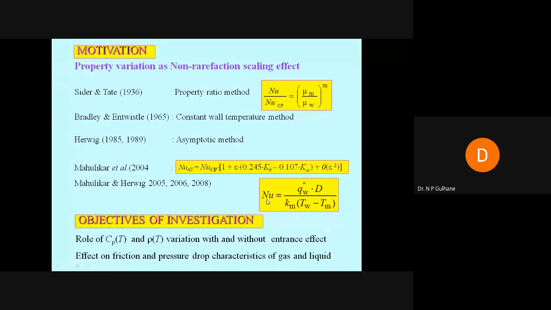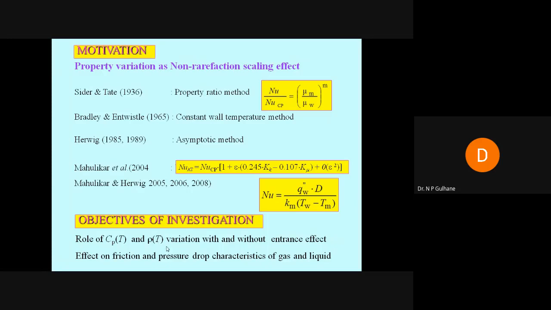So this way, the Nusselt number goes on increasing if this T_W minus T_M goes on decreasing. If this K_m goes on reducing, the Nusselt number goes on increasing, provided that q double prime W, the heat flux at the wall, remains constant, and this is the diameter of the channel or microtube. This remains constant. So with this motivation, we came up with this formula, and the objective of the investigation was to study the role of Cp and density. The specific heat is a function of temperature, and density is a function of temperature.